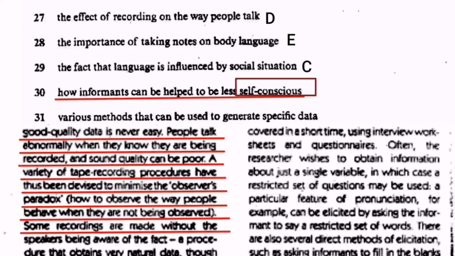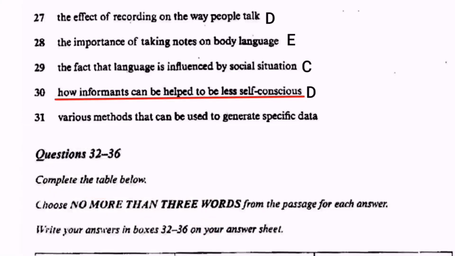Some recordings are made without the speaker being aware of the fact, a procedure that obtains very natural data. It means that linguists record the voice or talk of the speakers without letting them know that their talk is being recorded. And question number 30 is how informants can be helped to be less conscious. The only way of being less conscious is that the linguists do not tell the speakers that they are recording their voice. So we can write D in front of question number 30.